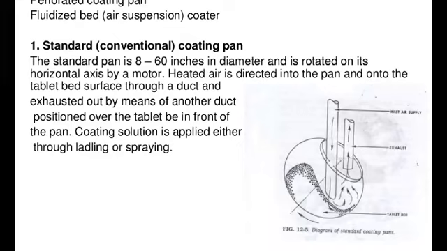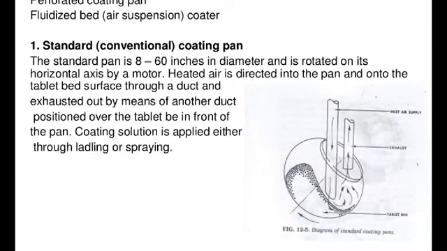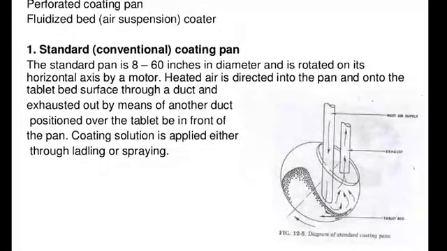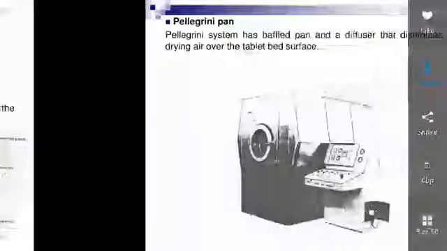It is made up of steel, and heat and air are applied through inlet and outlet. It is made possible by rotation at a specific RPM. And the coating solution is either applied through a pipe or by a spraying method.